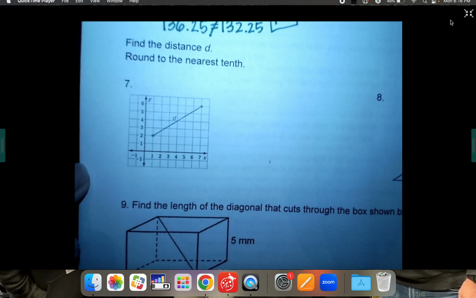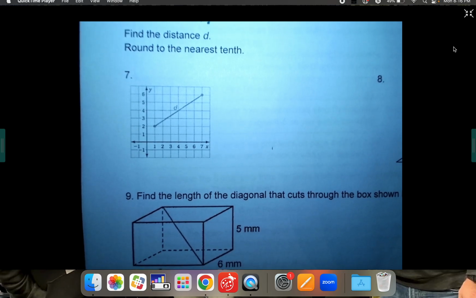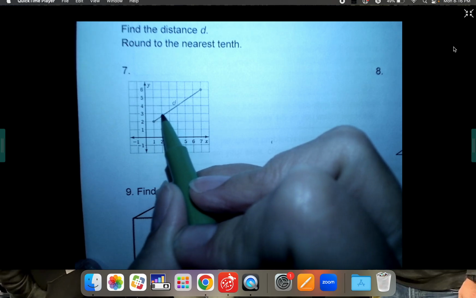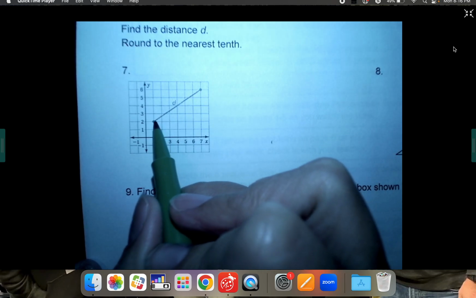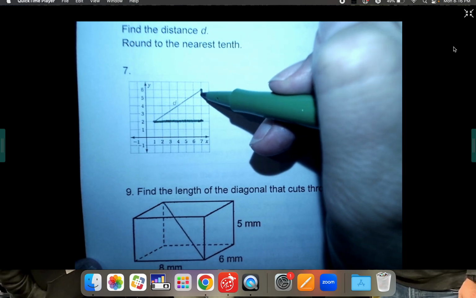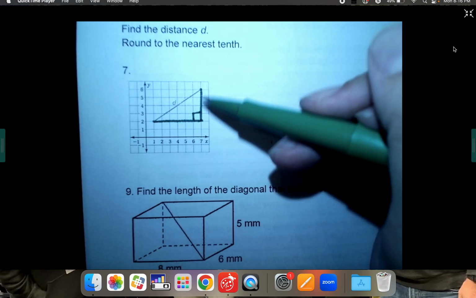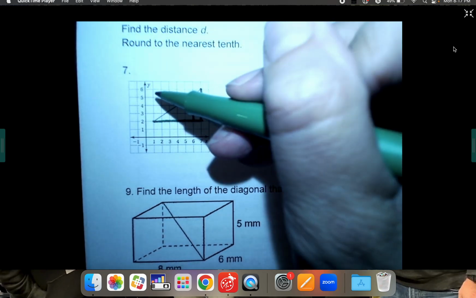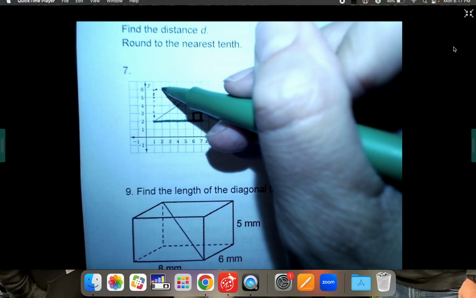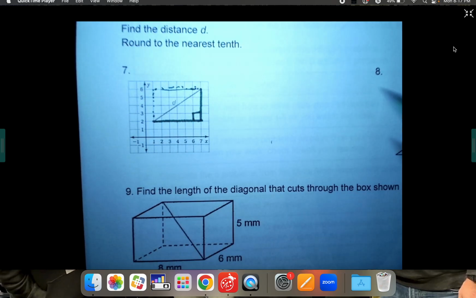Okay. Number 7, you've got another distance problem on a coordinate graph. So remember, you're trying to count the diagonal distance, and in order to do that, you have to give it legs. So give it legs that make up an exact right angle. You could have either done this one that I chose to do, or you could have done the one above. It doesn't matter. They're going to end up giving you the same answer as long as your line was straight.